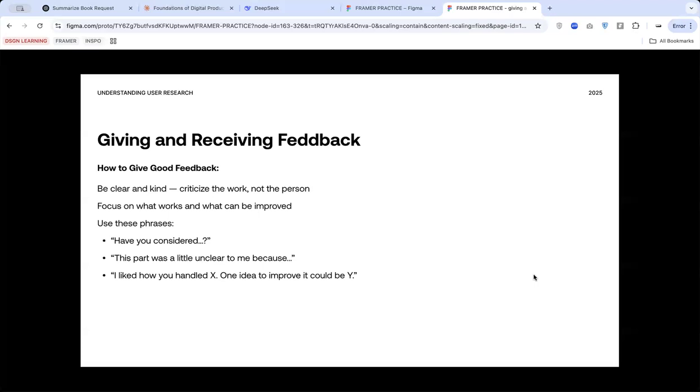One idea to improve it could be Y. Again, you can see that they are trying to commend the person first, saying, oh, I like what you did here, because they put in effort. But, oh, you can actually do this to make your design better. That's them giving places for improvement. So again, you want to start with commendation and then go to giving places for improvement, basically. Let's move forward.